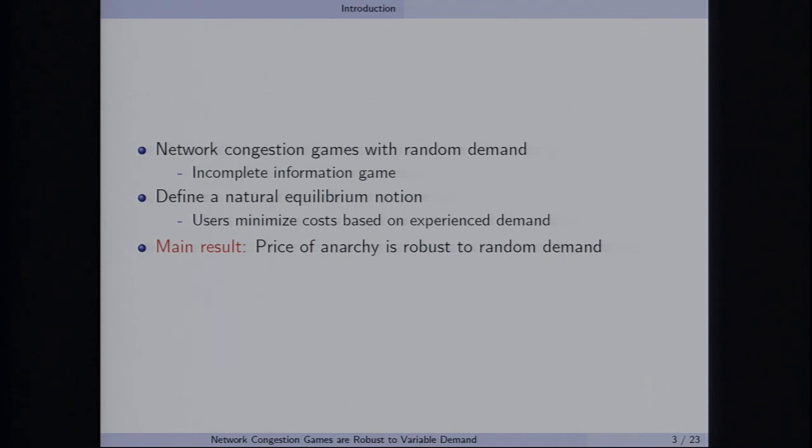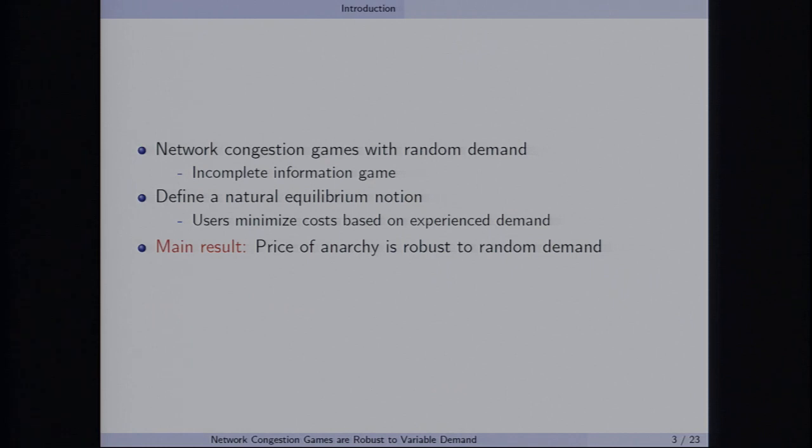The contribution of this paper is not necessarily the model we introduce, nor the proof techniques that we use. It's rather one of a more conceptual nature. That is, recently there was another paper by Wang, Doan, and Chen that looked at a very similar setting. But what they found is that by using their model and the equilibrium concept, the price of anarchy goes to infinity as the variability of traffic increases.